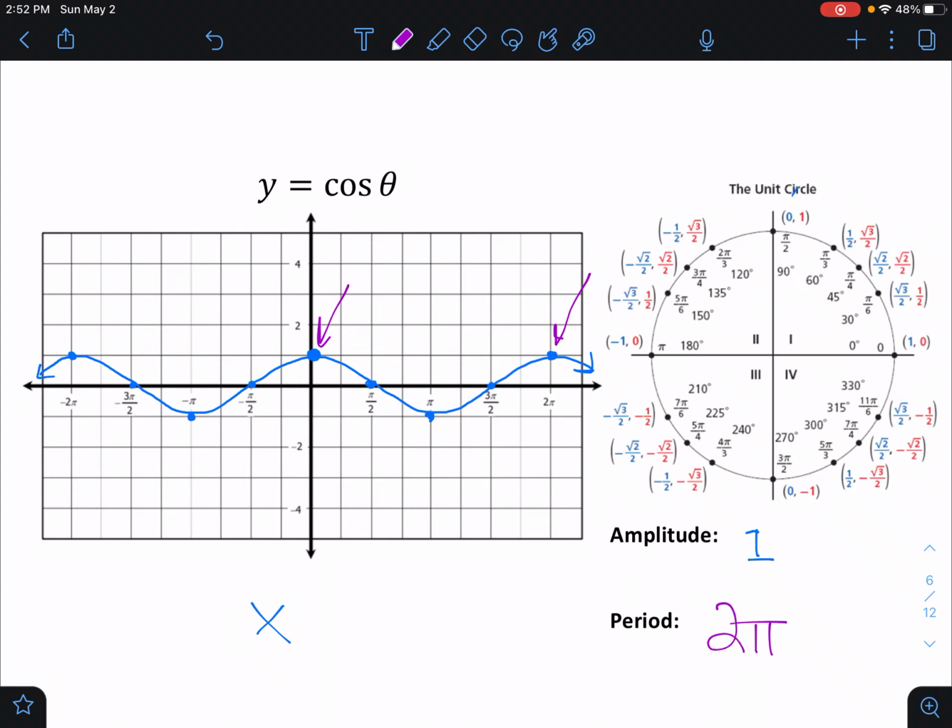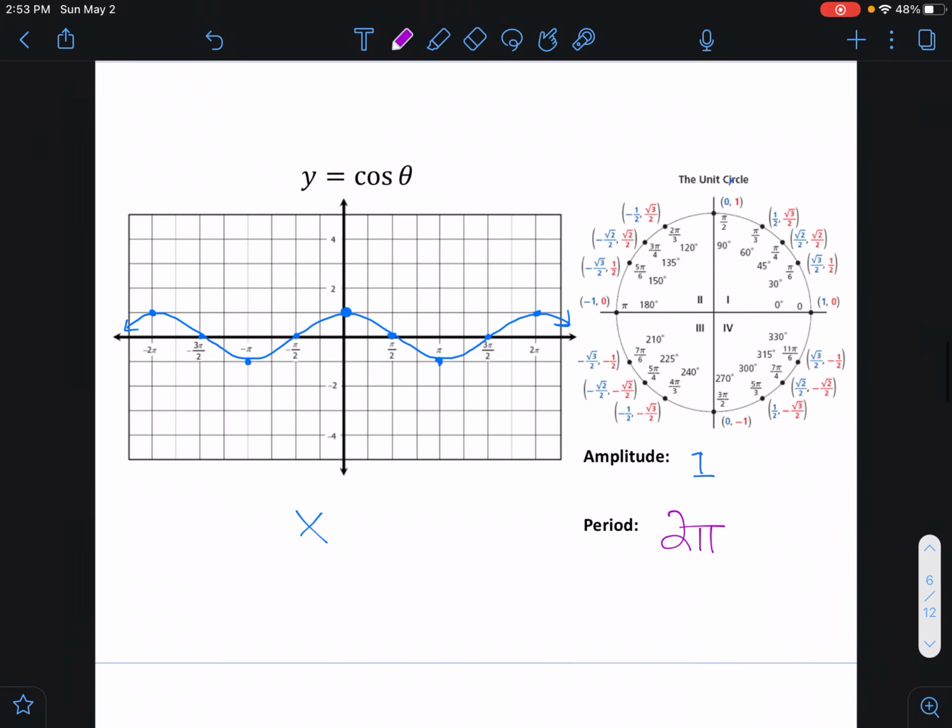Now, you can figure this out at any spot you want. Remember, it can be anywhere you choose. I just like to choose starting at 0, but that doesn't really matter. If I started here to here, notice that's a length of 2 pi as well. So any time it repeats, that cycle is always 2 pi. Okay, so that is the cosine function. All right, hopefully that makes some sense.